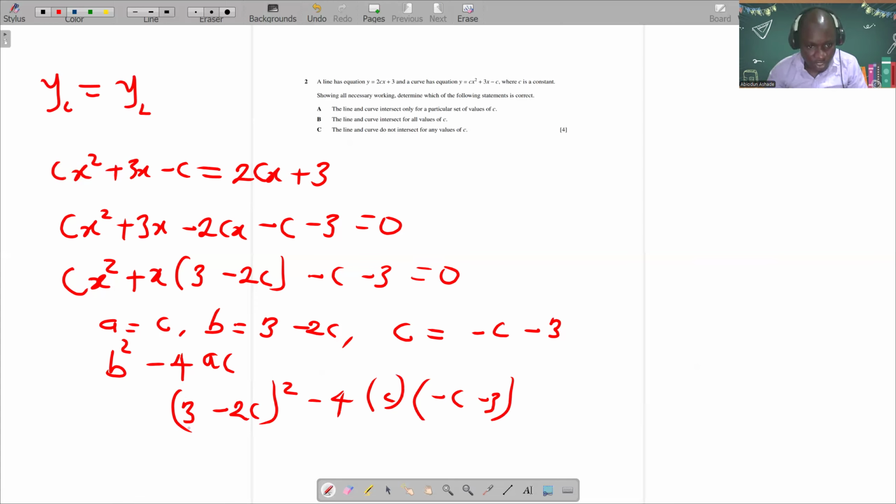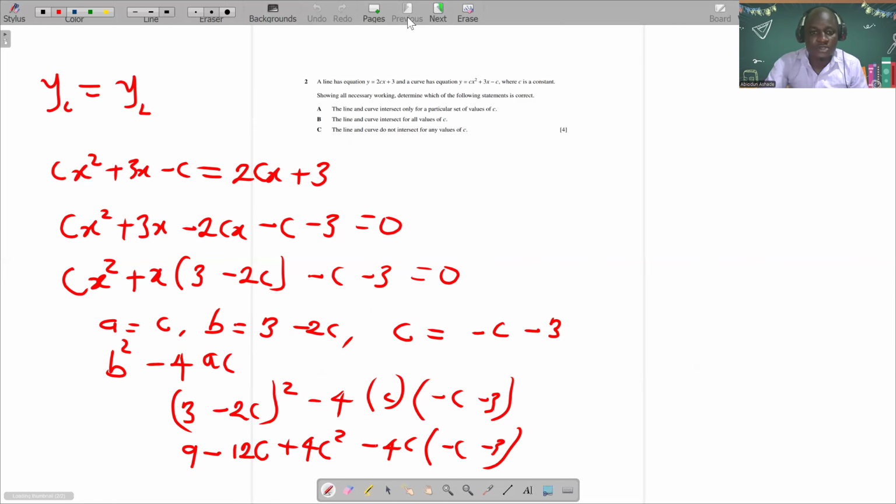So if we factorize this further, we have 9 minus 12c, if we expand it, plus 4c squared. This one is minus 4c into brackets minus c minus 3. So furthermore, we say our 9 minus 12c plus 4c squared. When we expand, minus 4c times minus c becomes plus 4c squared, and that becomes plus 12c.